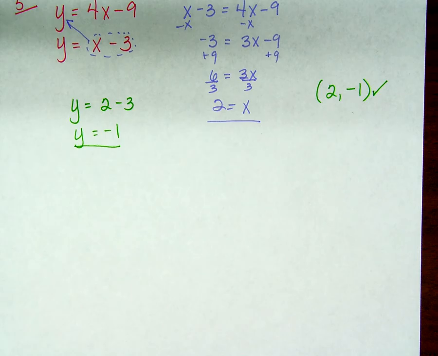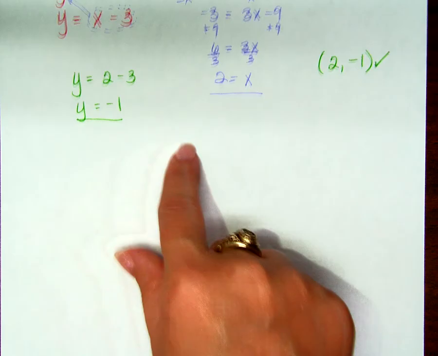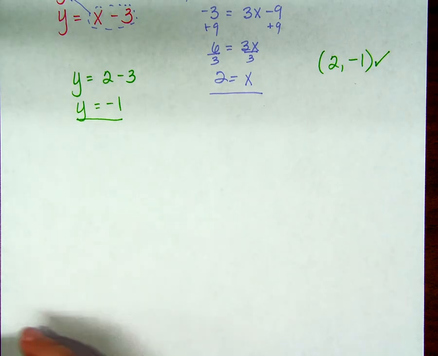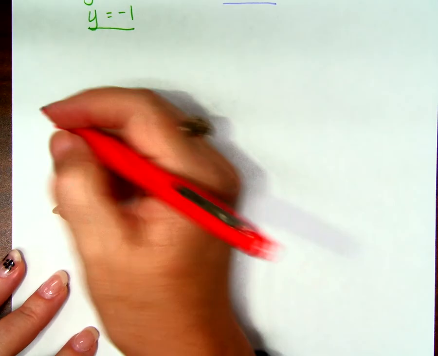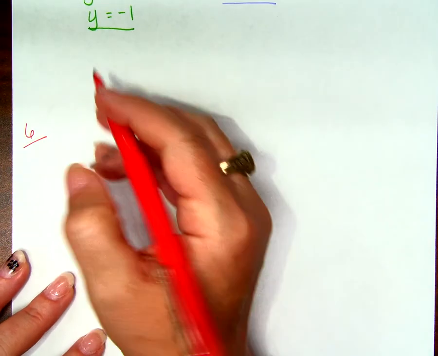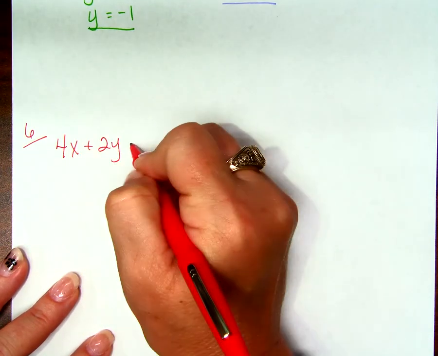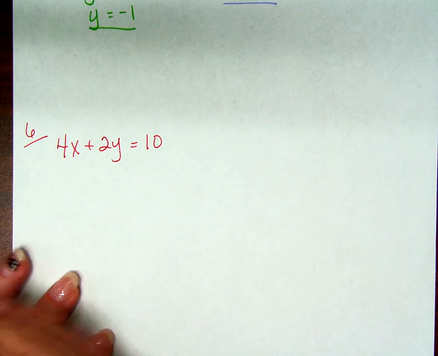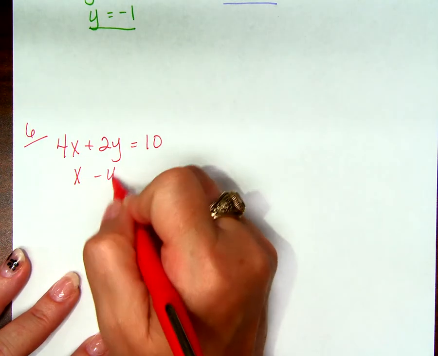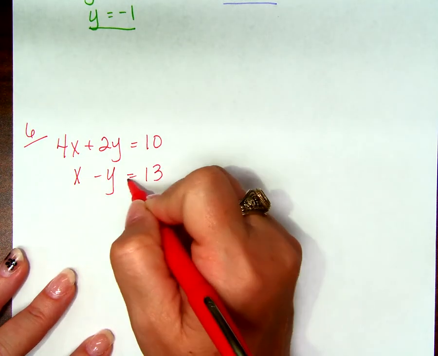You okay with that? Okay, so there's number 5. Any questions on number 5 so far? Okay, let's go to how about number 6? I'll do number 6 for you as well. 4x plus 2y equals 10. And x minus y equals 13.